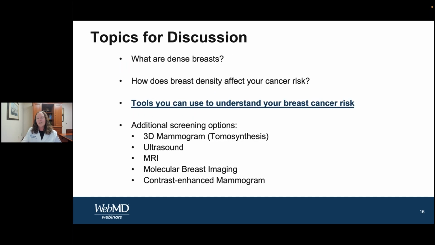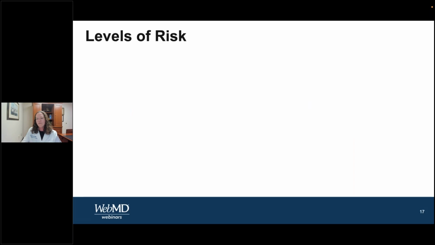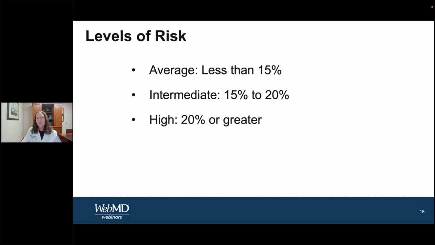So next, we're going to delve into tools that you can use to understand your breast cancer risk. So what I want to first explain is that we think about 3 levels of risk for breast cancer. What we consider to be average risk is a less than 15% lifetime risk of developing breast cancer for you as a patient.